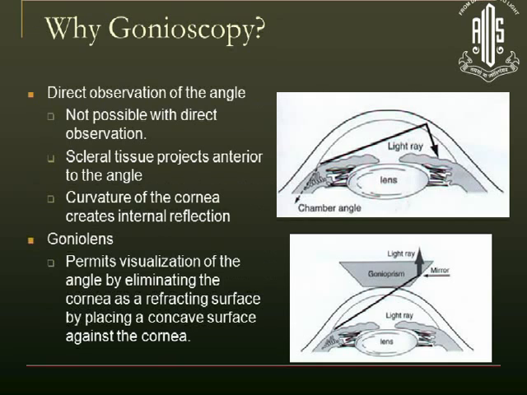Why is it important? It's because direct observation of the angle is not possible. The scleral tissue projects anterior to the angle and the curvature of the cornea creates an internal reflection. What the goniolens does, in effect, is permit visualization of the angle by eliminating the cornea as a refracting surface, by placing a concave surface against the cornea.